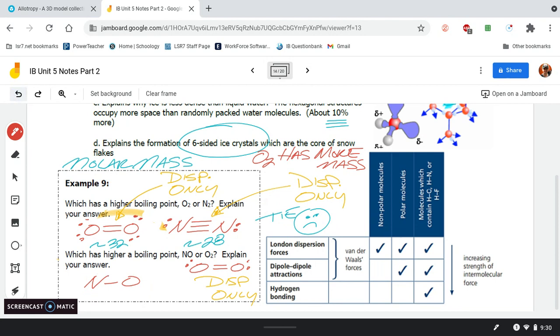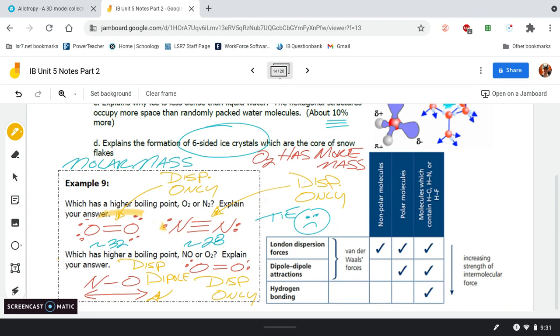There we go. NO is polar because these are not the same element. So the electrons have to go somewhere. So since they're not the same, it's polar. So that means that this one has an extra force. It has dispersion, but it also has dipole forces. So this one has two forces. Now, it doesn't have any H bonds because it doesn't have any hydrogen, but it has two forces.